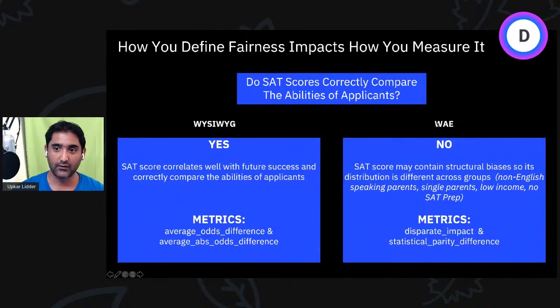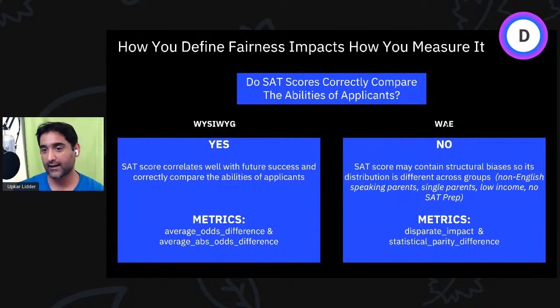If your worldview is we are all equal, then you're saying that actually SAT score may contain structural biases, and so its distribution across these different groups may be different. So it's not fair to compare a kid who's coming from non-English speaking parents to maybe another person who's coming from parents who speak English at home, versus single parents, right? So versus low income, this is what the structural bias is.